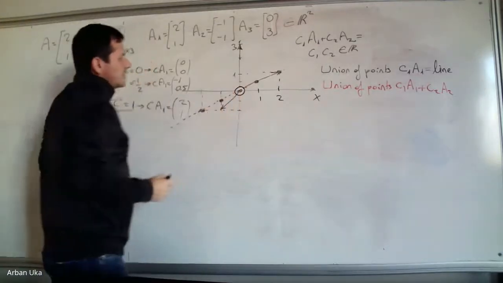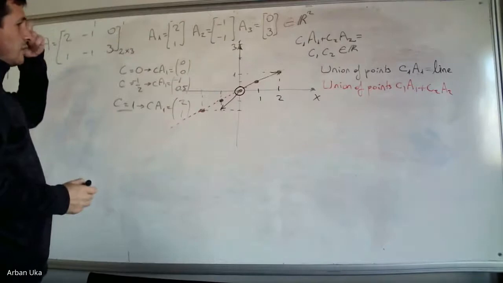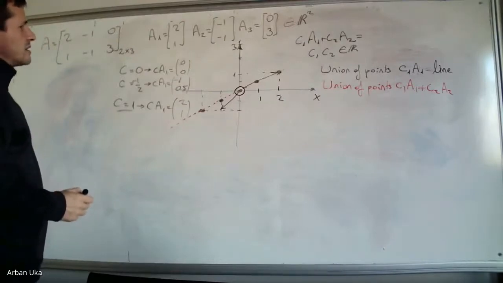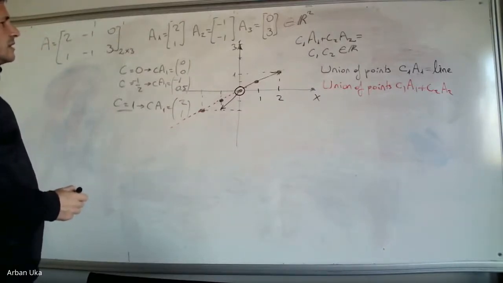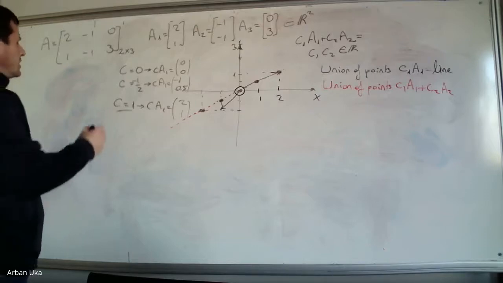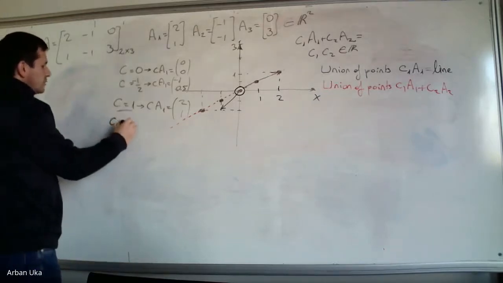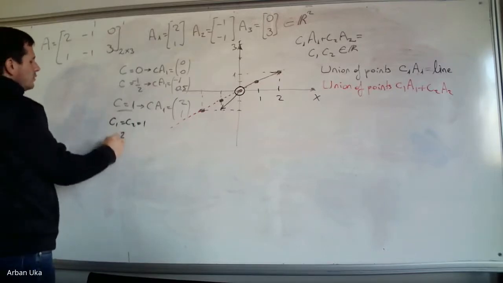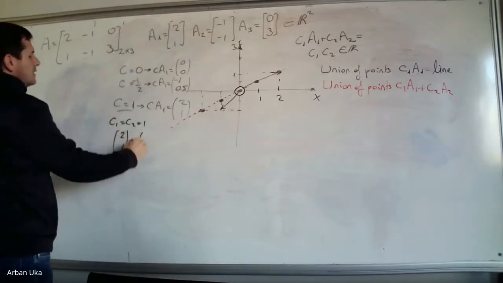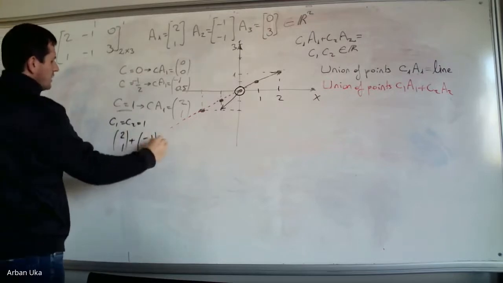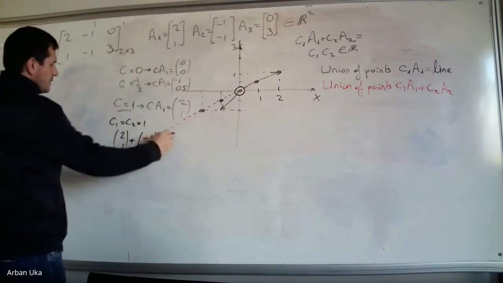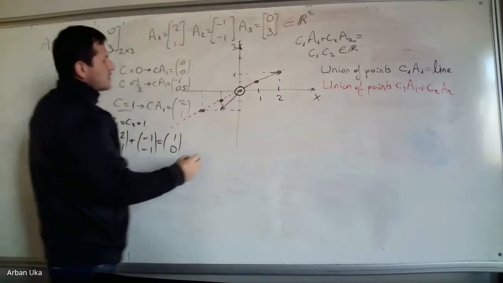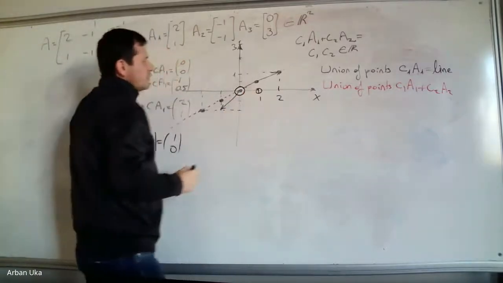So this point is one of the interesting ones. Another point is where we set, let's say, C1 equal to C2 equal to 1. What do we get in that case? We get (2, 1) plus (-1, -1), and this would be equal to (1, 0), right? So (1, 0), we get this point here.